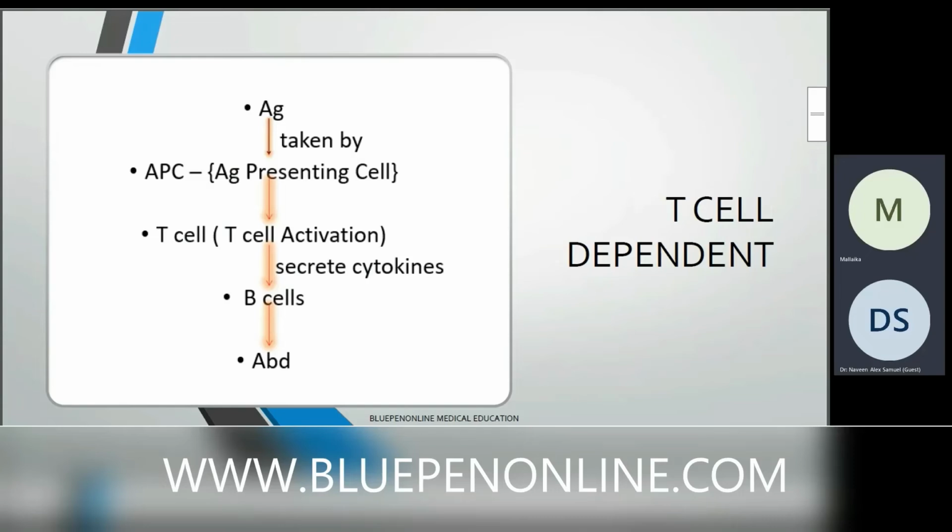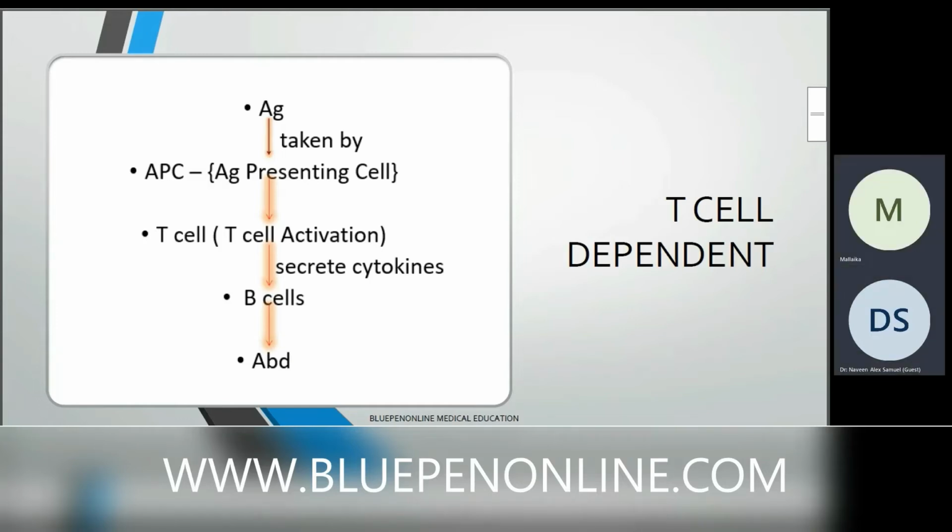So now I'll tell you why it is called T cell dependent. It is T cell dependent because the antigen is taken up by the antigen presenting cells. APC means antigen presenting cells. So friends, I'll be using APC, and it means antigen presenting cells. Even in books you might find it as APC. Why do they call them antigen presenting cells? Because they present this antigen to the T cell.